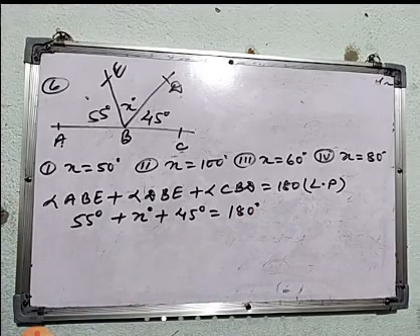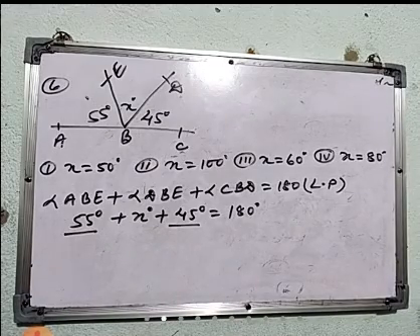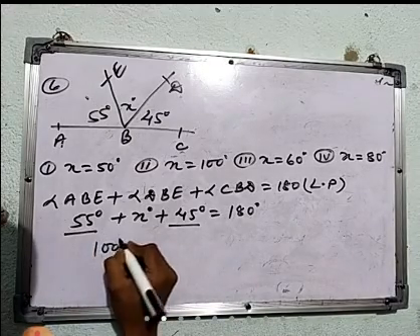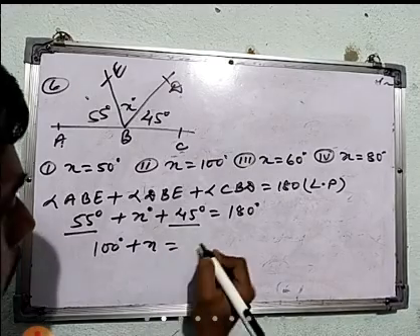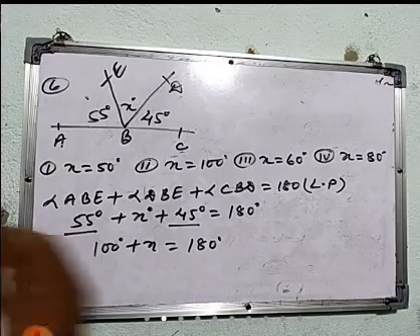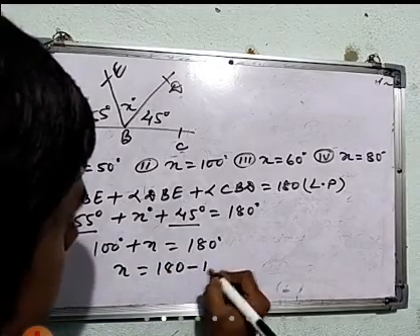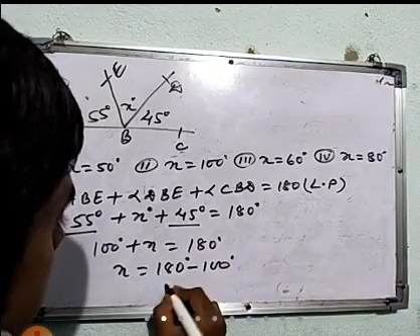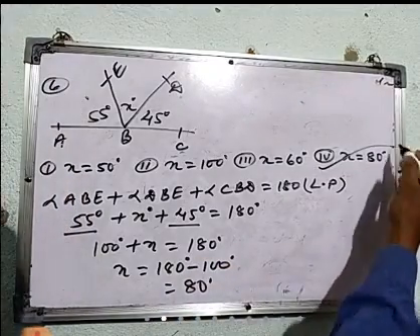You add first 55 and 45, we get 100 degree plus x equal to 180 degree. So value of x equal to 180 degree minus 100 equal to 80 degree. So your fourth option is true.